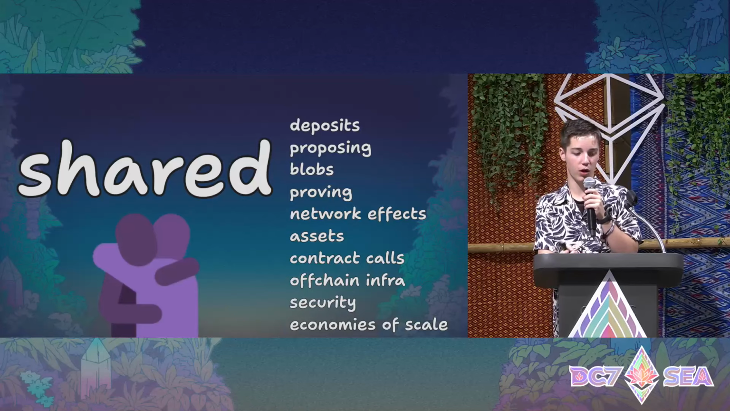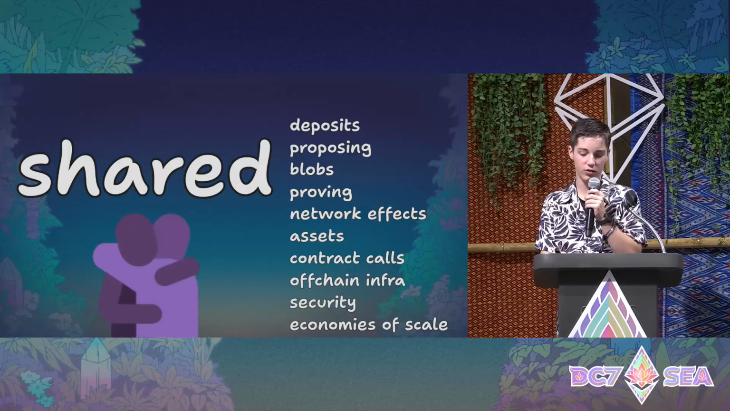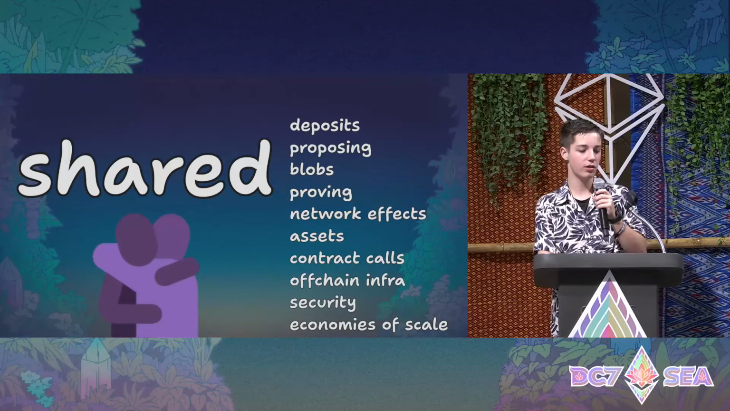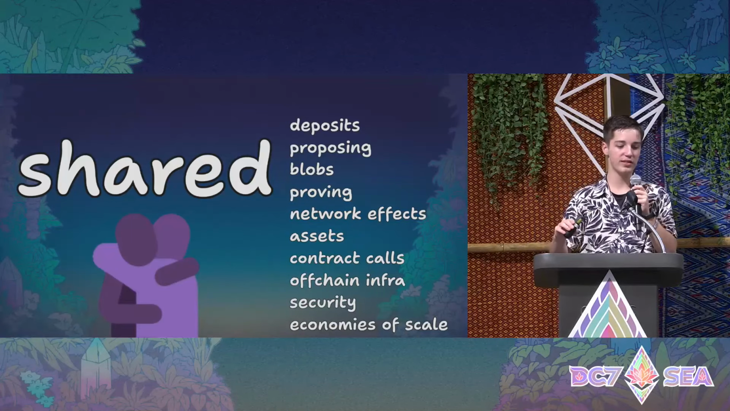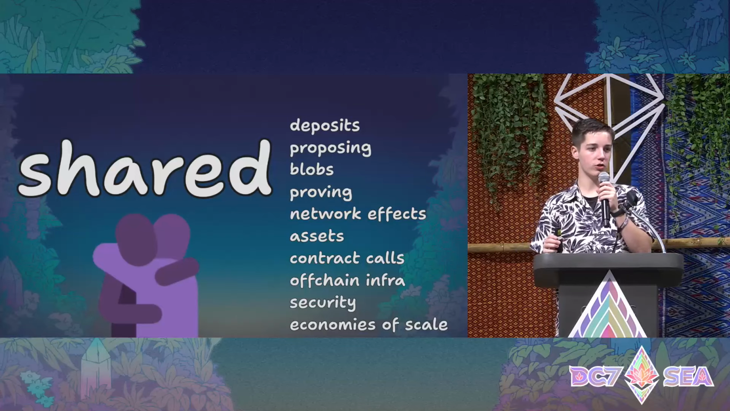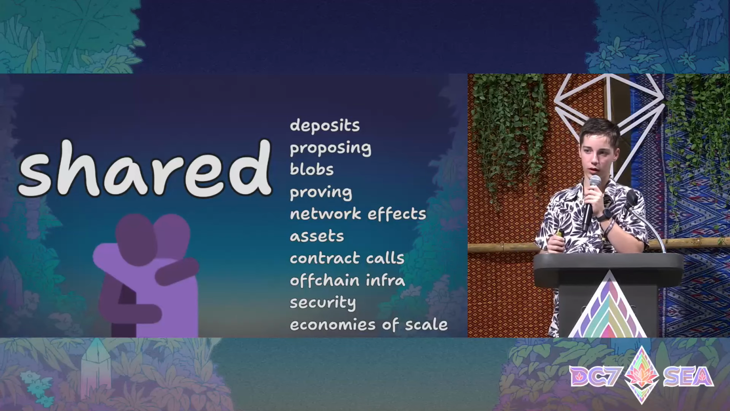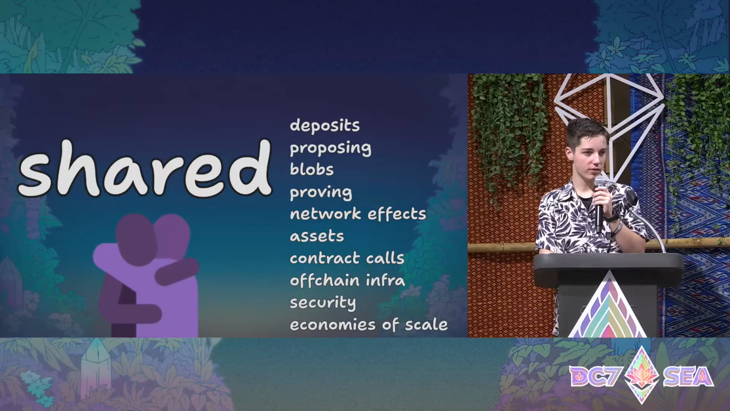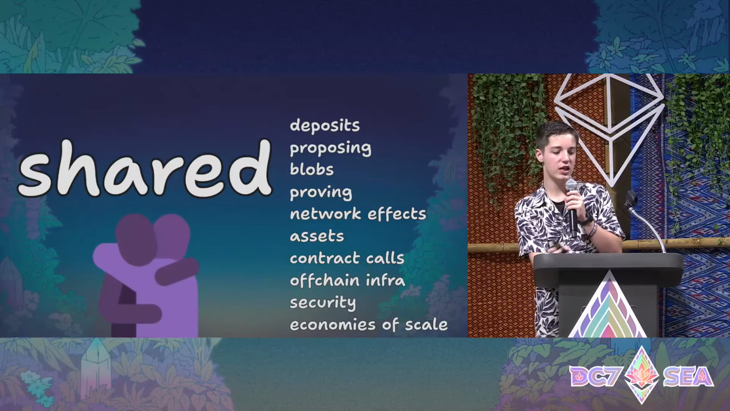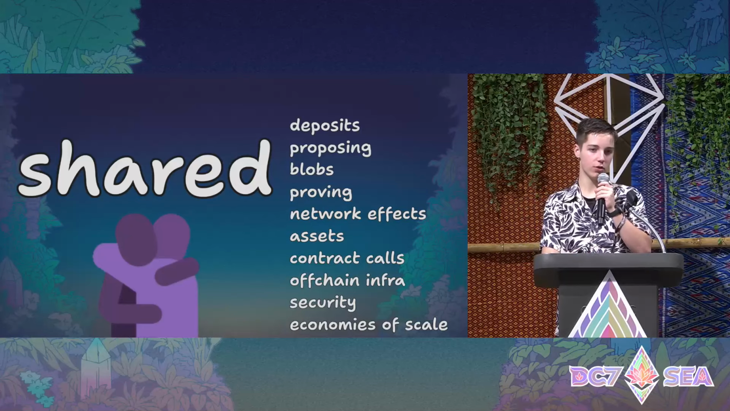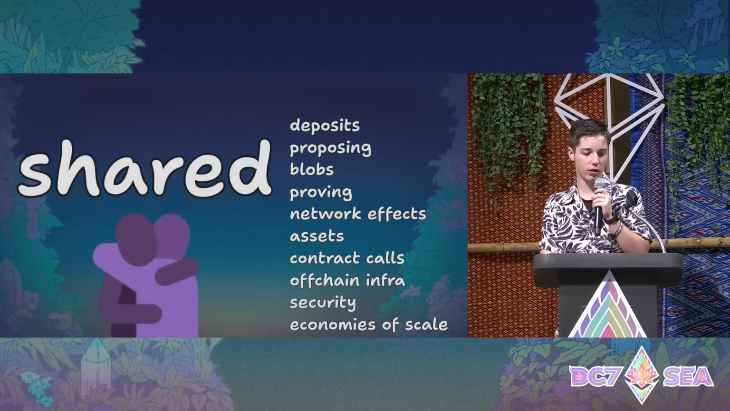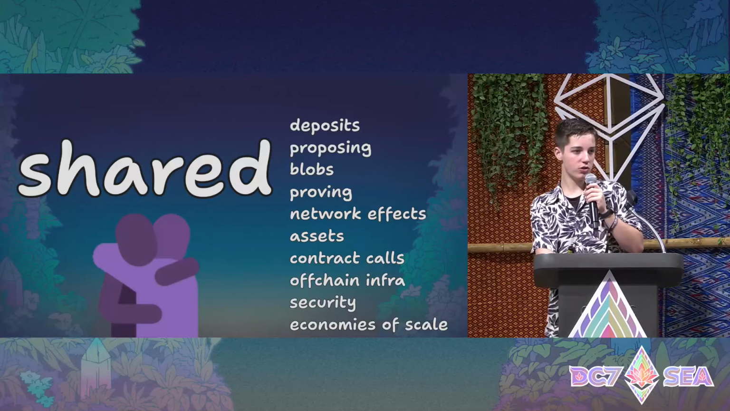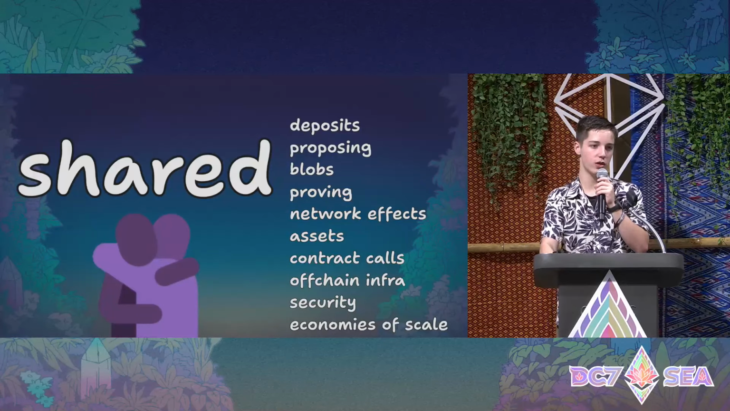We have deposits, proposing, blobs, proving, network effects, assets, contract calls, off-chain infra, security, economies of scale, et cetera, et cetera, et cetera. So shared deposits, that's AggLayer. These are teams that are working to reduce the cost of posting ZK proofs to mainnet by aggregating ZK proofs. It also has the excellent benefit that you can do interop between layer 2s without ever touching layer 1, so you save a lot of costs with that as well. Shared proposing saves a lot of costs and enables atomic composability, again, between based rollups.